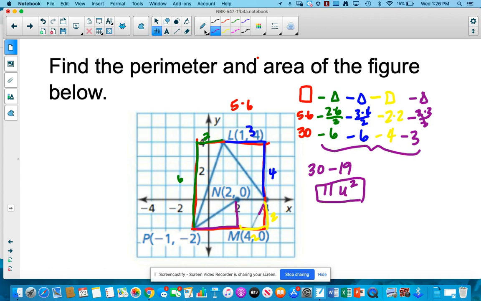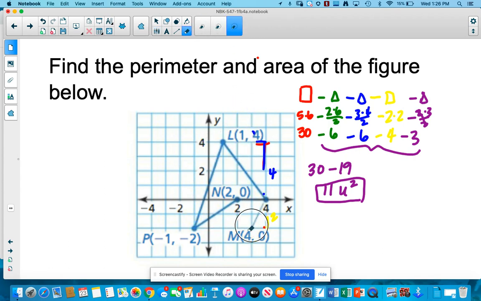Okay, so now let's go ahead and talk about the perimeter. Remember, perimeter is adding up all your sides together. So I'm going to erase what I have on here so it's easier to see. And let's talk about the easy things. This right here is really the only easy side. Everything else, I'm going to have to turn into triangles to find the length.